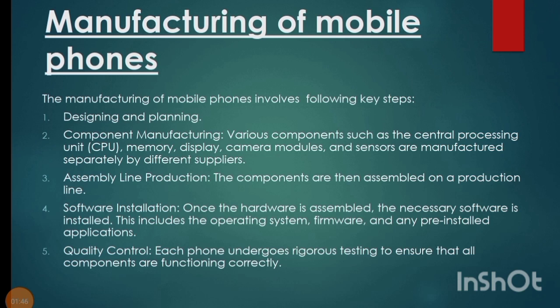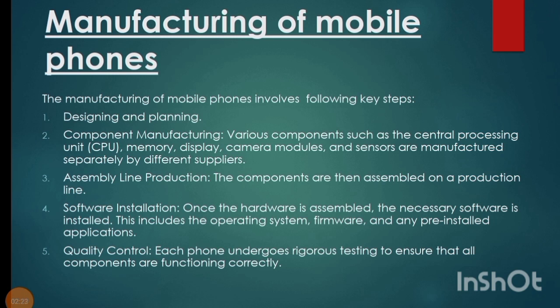Manufacturing of mobile phone. The manufacturing of a mobile phone involves the following key steps. Number one is designing and planning of its whole structure. Number two is manufacturing of components. Various components such as the central processing unit, memory, display, camera modules, and sensors are manufactured separately by different suppliers. After their manufacturing, they are assembled together, and after assembly, software is installed in the mobile phone. This includes the operating system, firmware, and any pre-installed applications.